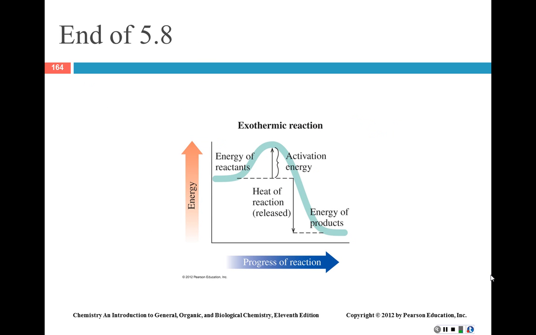And that is it for this chapter. So we've learned about endothermic and exothermic reactions and the three things that can increase a reaction rate, and also the opposite of those, which can decrease the reaction rate. All right, that's the end of chapter 5.